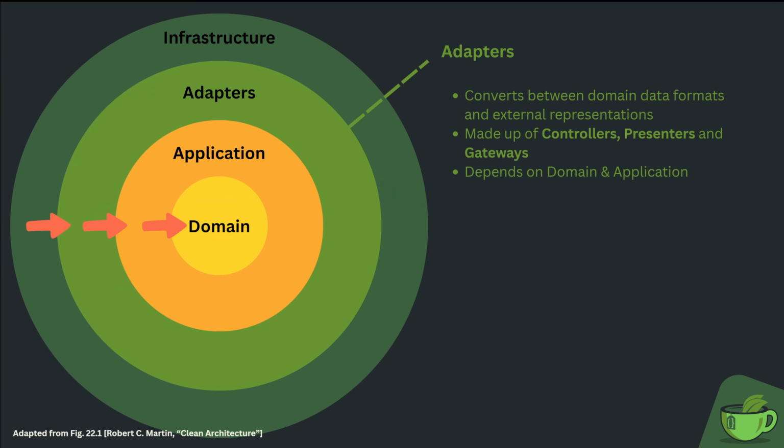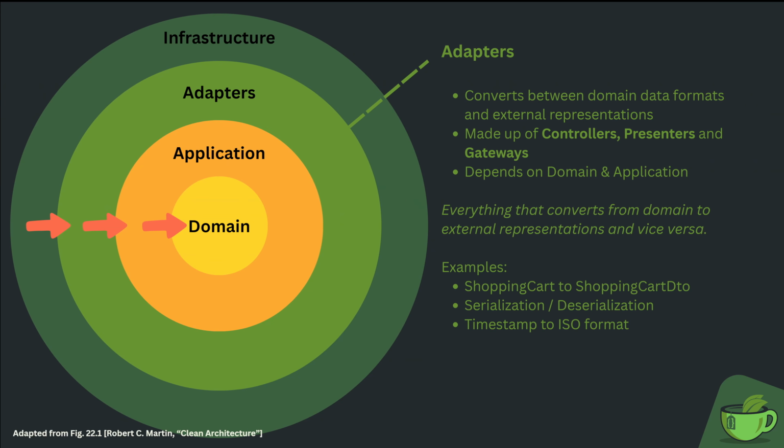Right outside the core, we have the adapters layer. As it is described in Robert Martin's book, this layer converts between domain data formats and external representations. What you will typically find here are controllers, presenters, and gateways. It is this layer which connects your core to the real world, where your infrastructure sits. Some examples are the conversion from a shopping cart, which is our domain entity, to a data transfer object, serialization and deserialization, as well as creating a timezone-aware datetime string from an internally used timestamp.